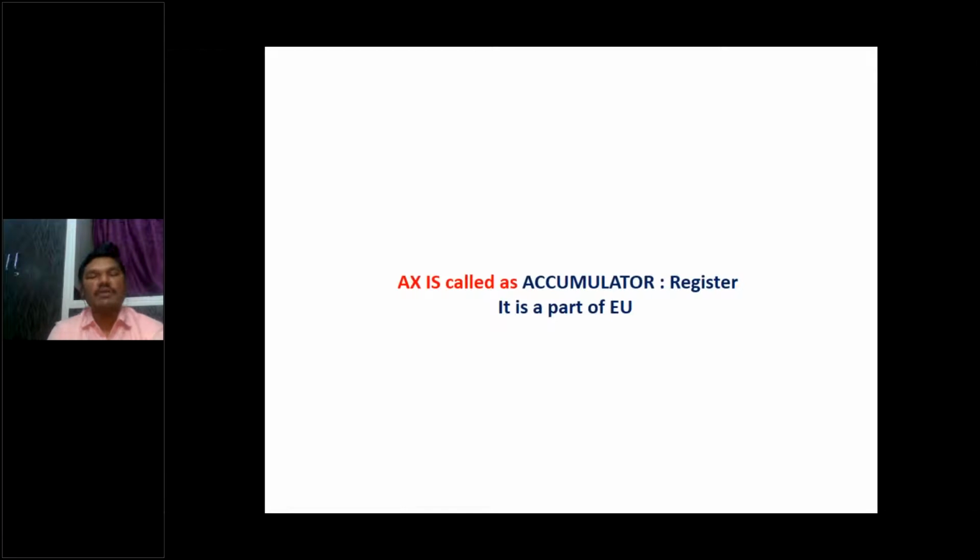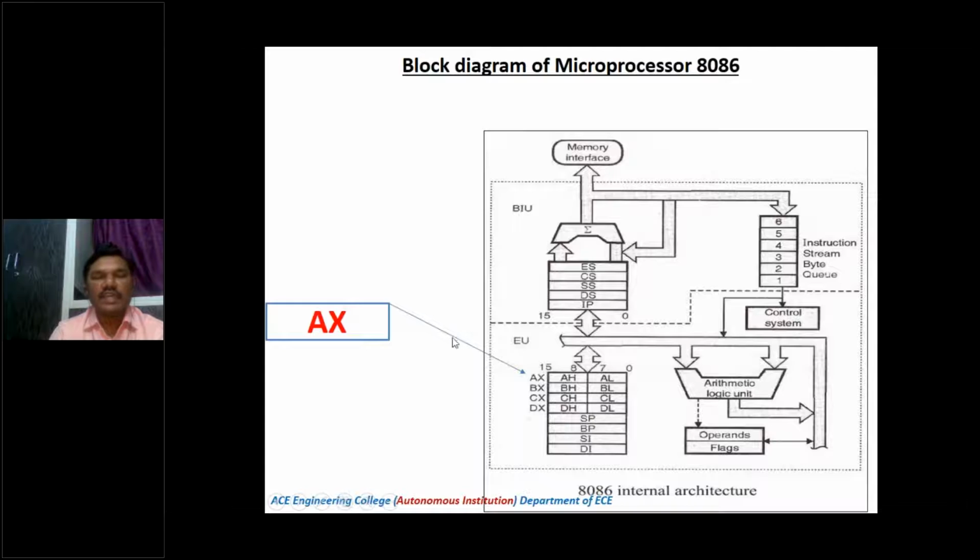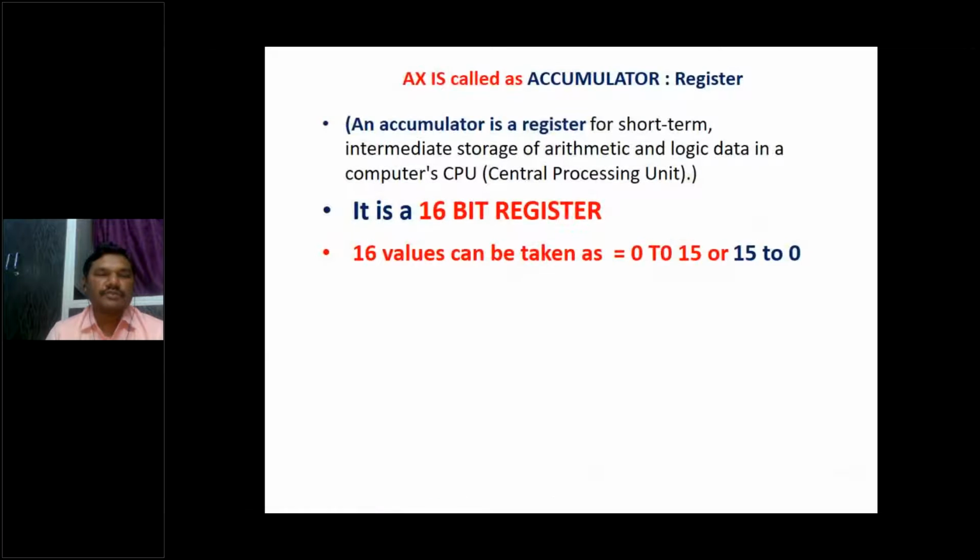AX is called the accumulator register. It's a part of the execution unit. So you see here where AX is available. This is the execution unit, and here AX is available. This AX has bits 0 to 15. 0 to 15 means 16 values, and the 16 values can be written as AL and AH as 8-bit, 8-bit, or completely 16-bit if you take it as AX. So AX is an accumulator register.